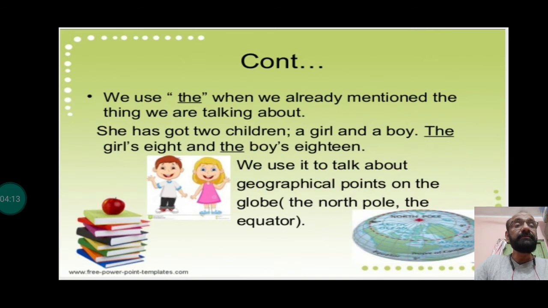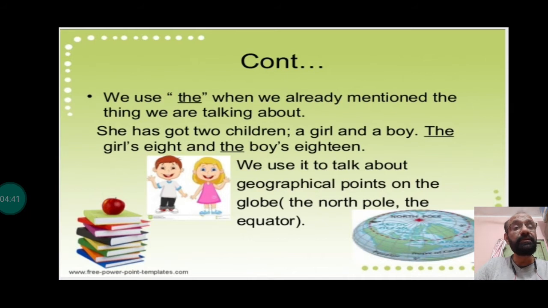We use the when we have already mentioned the thing we are talking about. Like a noun is introduced with a, and then we are sure we are talking about that particular noun, so we change it to the. She has got two children, a girl and a boy. Now, see, first we use the indefinite noun, a girl and a boy. Now we are talking about her child, the boy, so it becomes the boy, a specific noun, and the girl is 8 and the boy is 18.